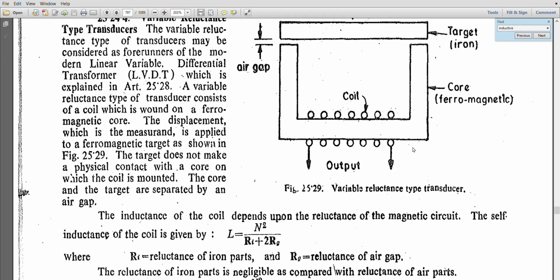So when there is a change in the air gap, that is a small Lg, there is a change in the inductance, self inductance. So when the air gap increases, inductance reduces. When the air gap reduces, inductance increases. That can be seen as an induced EMF across the coil, and that can be measured. Okay, and further you can calibrate it with respect to the displacement.